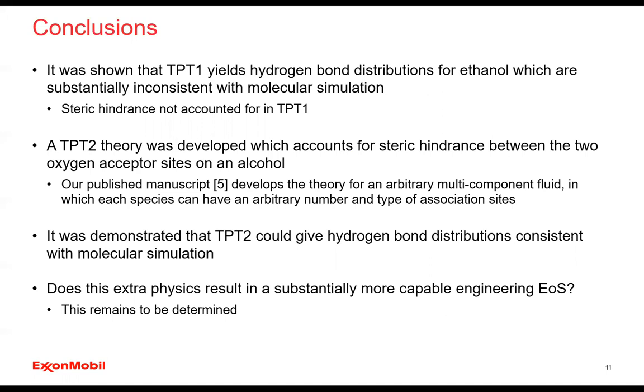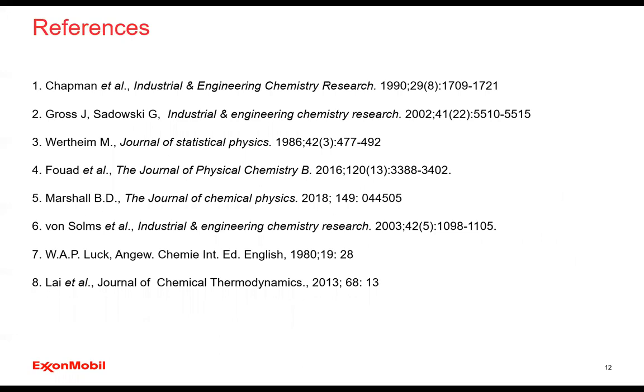The question at the end of the day is, does all this extra physics result in a substantially more capable engineering equation of state? That remains to be determined. A lot of times with the SAFT approaches, smart parameterization can fit out weaknesses in the theory. So it'll be interesting to see if this extra physics can really be exploited in the deployment of an engineering equation of state. These are my references.